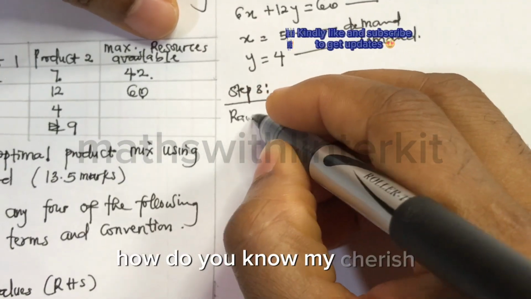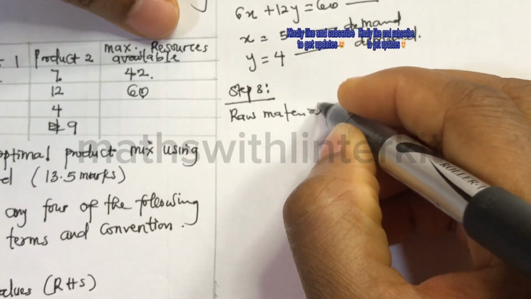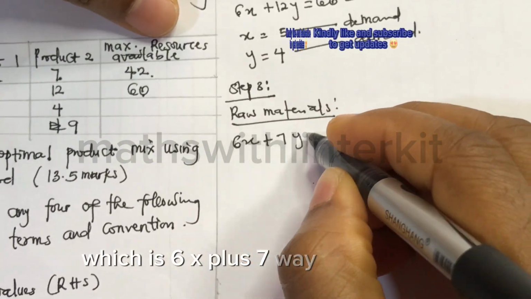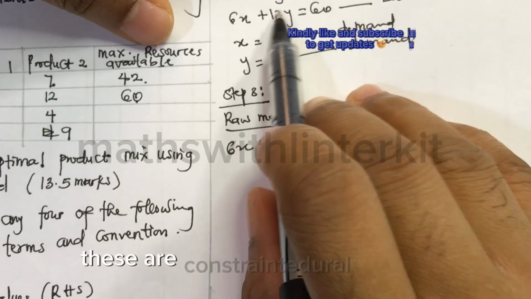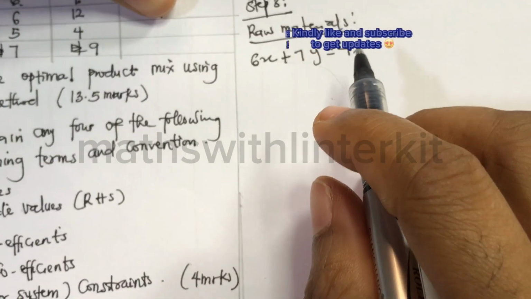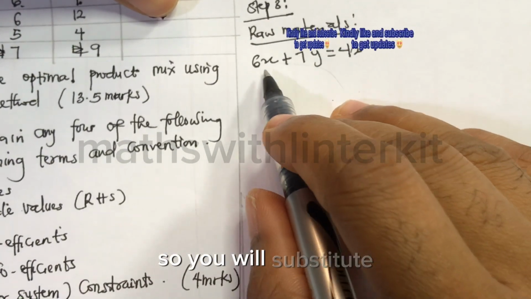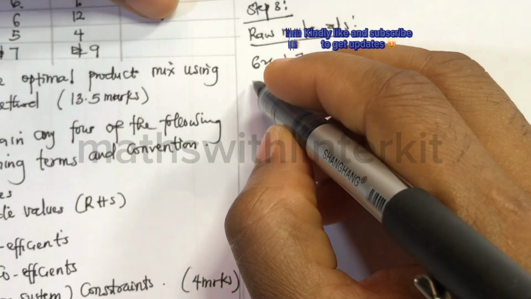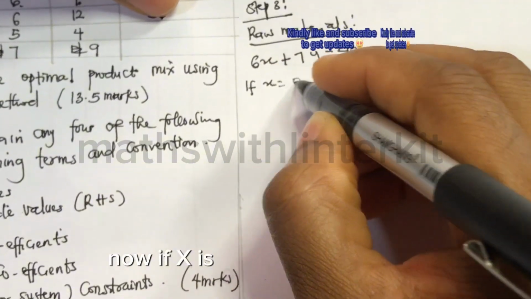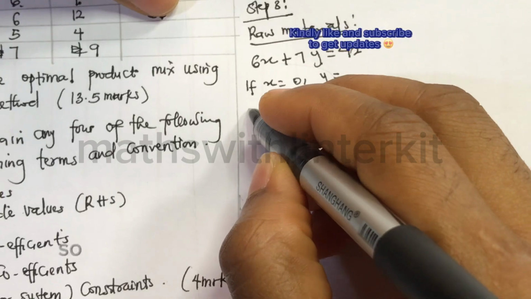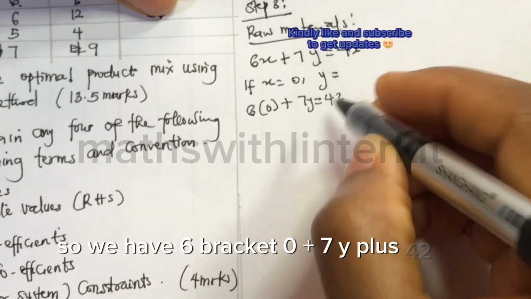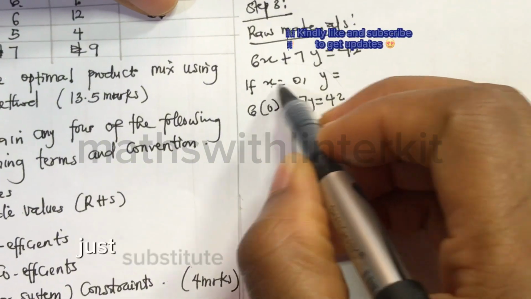For the raw materials, which is 6x plus 7y equals 42. This is the constraint for the raw materials. So you will substitute x to be 0 to get your y and vice versa. Now, if x is 0, y shall be what? We don't know. So we have 6(0) plus 7y equals 42. If x is 0, just substitute x to be 0.